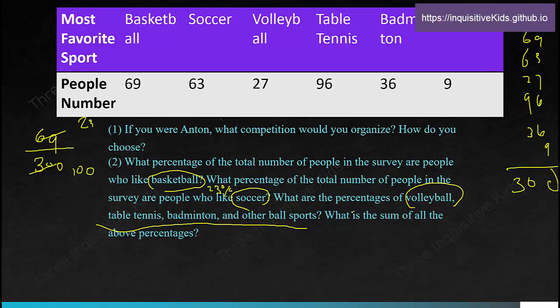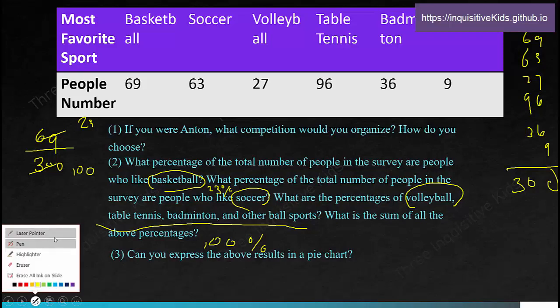Same for soccer, volleyball, and all the other sports. Then, what is the sum of all the above percentages? Well, we know that these added together equals one whole. All of these added up together should have a numerator of 100. So the sum of all of these is 100%.